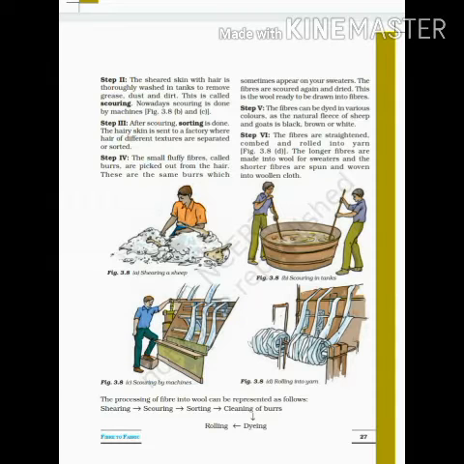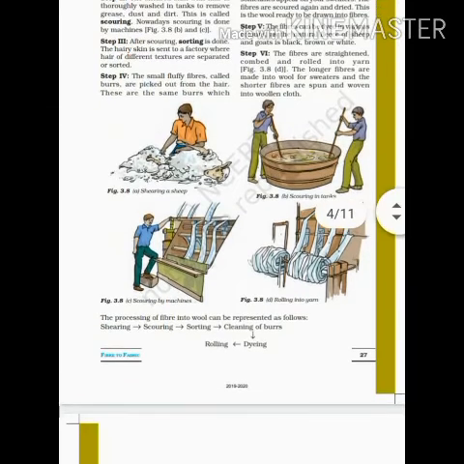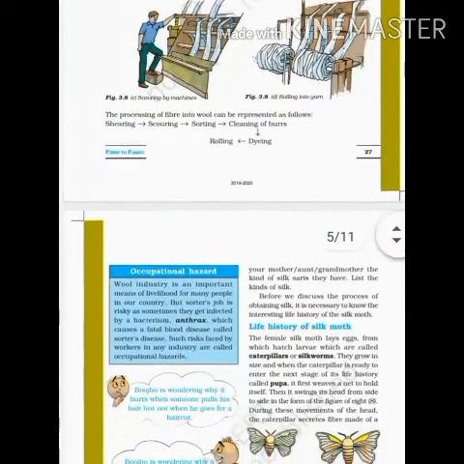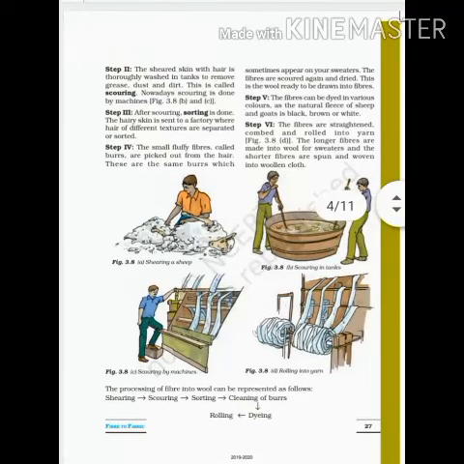Now we'll discuss occupational hazards. What is an occupational hazard? Occupational hazards are risk factors faced by people working in any industry due to the nature of their work. The wool industry gives employment to many people in our country, but the sorter's job is risky as they sometimes get infected by a bacterium, anthrax, which causes a fatal blood disease called sorter's disease.